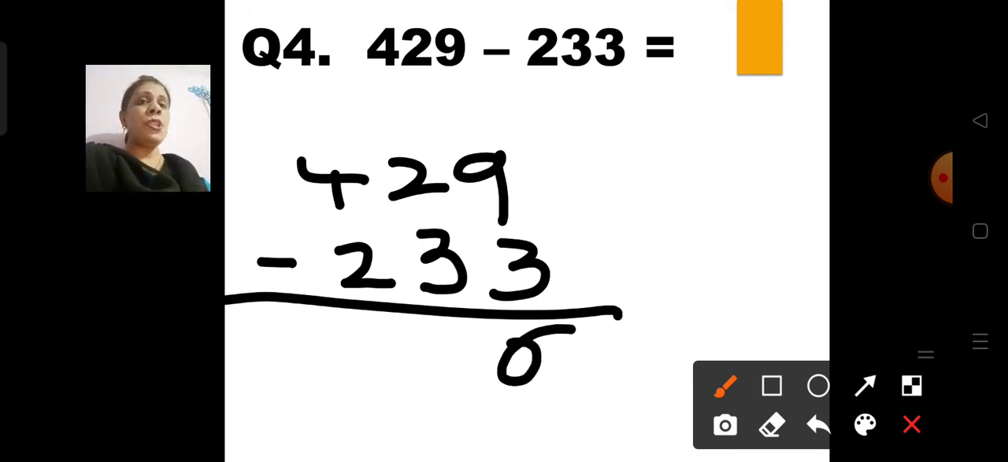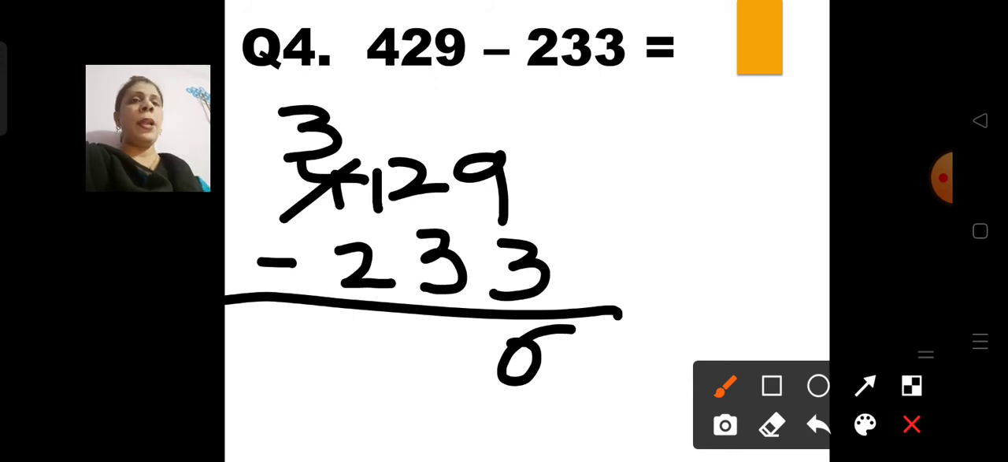Now here is 2 and 3. See, here 2 is a smaller number, so it cannot be subtracted from the given number. So what will we do? We will borrow. From where will we borrow? We will borrow from 4. And 4 we will make 3, and I borrowed 1 from 4, so my 2 will become 12. Now I can subtract 12 minus 3.